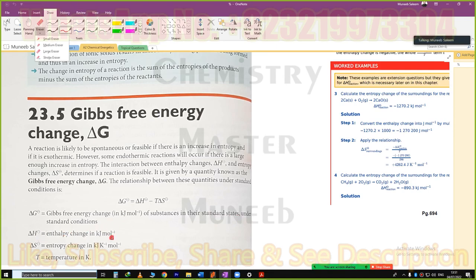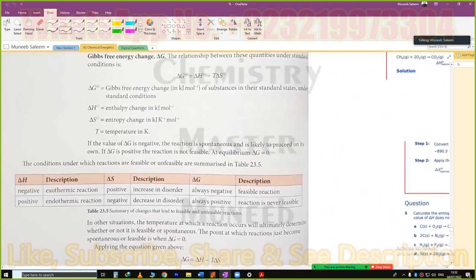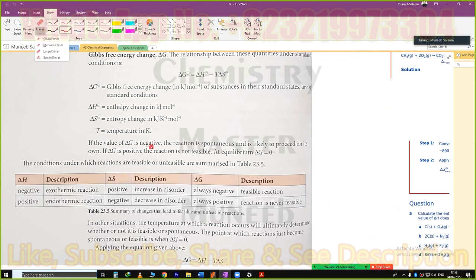Gibbs free energy is given in kilojoules per mole under the standard states and standard conditions. Delta H, as you know, is in kilojoules. Delta S will be converted into kilojoules because previously it was in joules, and temperature is in Kelvin. So this is the equation for this. If delta G is negative, the reaction is spontaneous and is likely to proceed on its own. If delta G is positive, the reaction is not feasible, and at equilibrium delta G is equal to 0.